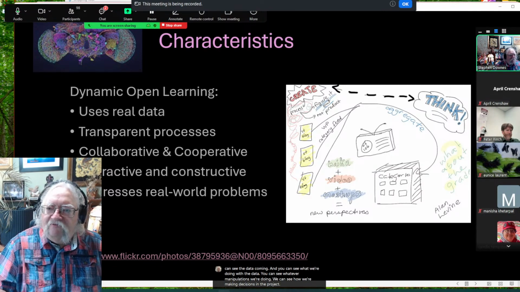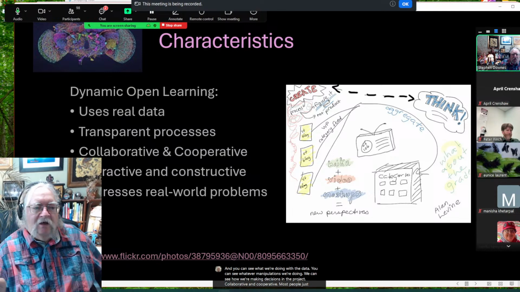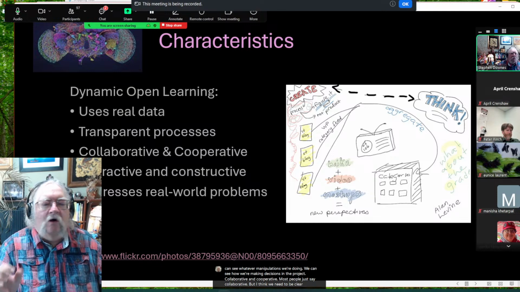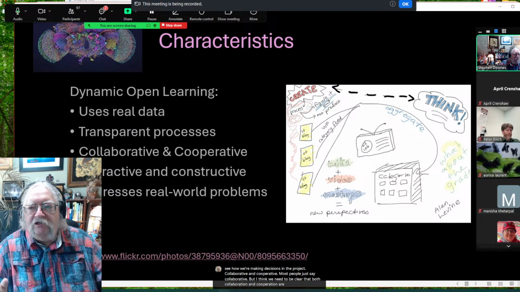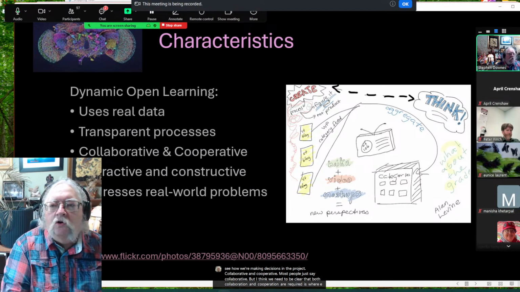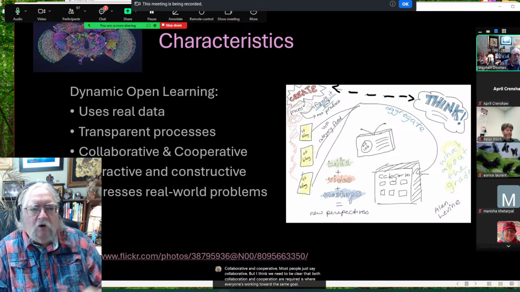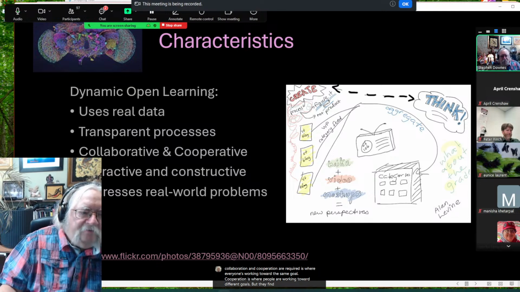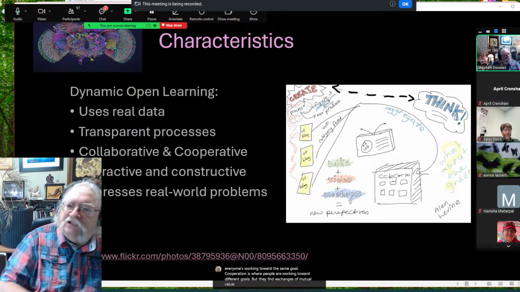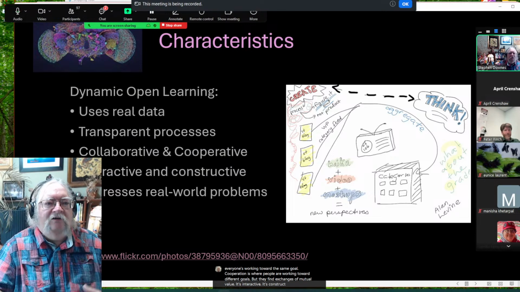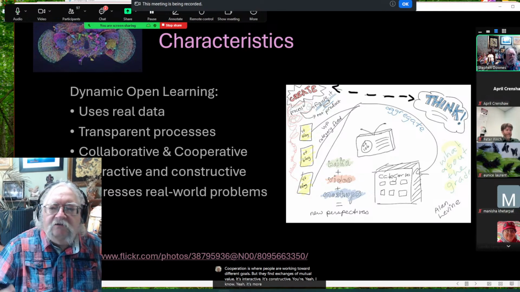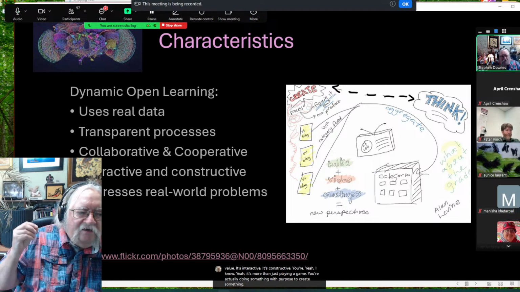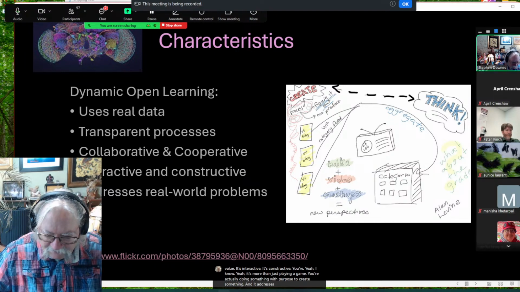Collaborative and cooperative. Most people just say collaborative, but I think we need to be clear that both collaboration and cooperation are required. Collaboration is where everyone's working toward the same goal. Cooperation is where people are working toward different goals, but they find exchanges of mutual value. It's interactive, it's constructive, it's more than just playing a game. You're actually doing something with purpose to create something, and it addresses real world problems.